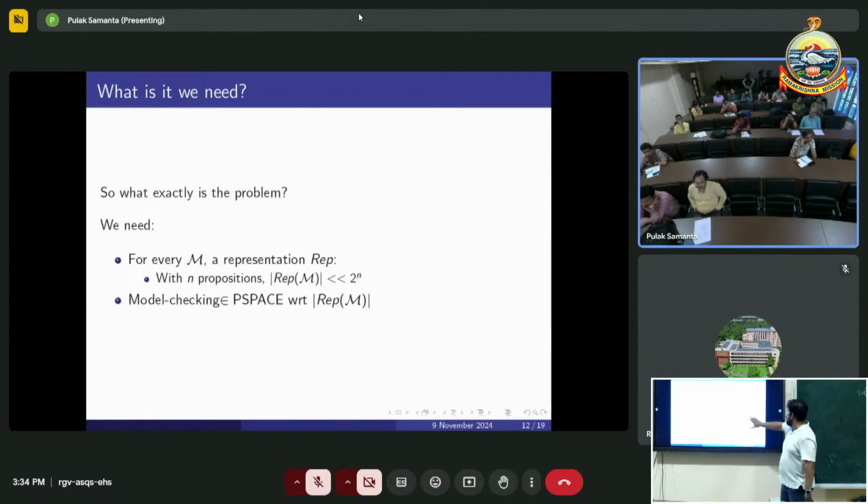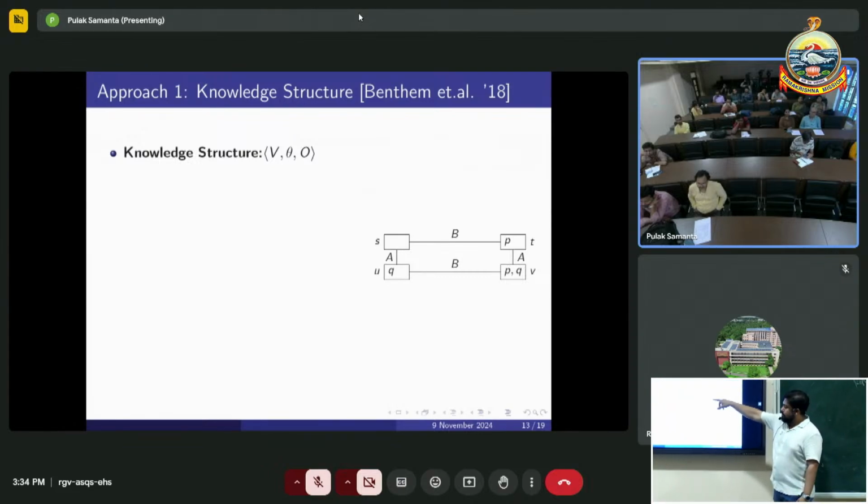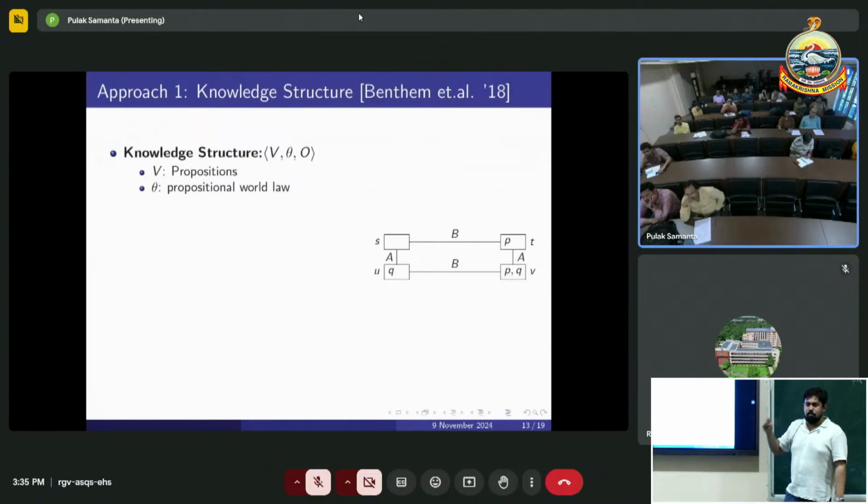Now the first approach, brought out in 2018 by Van Benthem and Pinto, and I think Kylie Hsu was also there, is called the knowledge structure. I'll explain what a knowledge structure is with an example, but first the formal definition is this. The knowledge structure is a triplet: V, theta, and O. V is the set of propositions that have been used, the propositional letters. Theta is a propositional formula, saying that all the possibilities formed out of these propositions in V should satisfy theta, a common propositional formula.